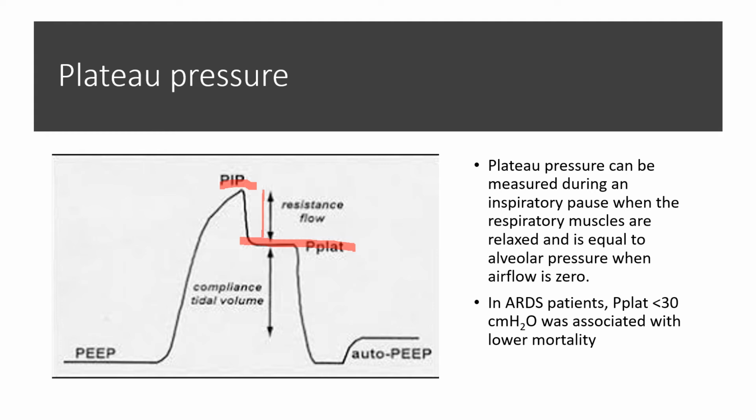So plateau pressure is PIP minus resistance. That's another common setting on ventilators, and if you ever hear someone talking about plateau pressures, you understand the difference between plateau pressure and PIP is actually resistance.